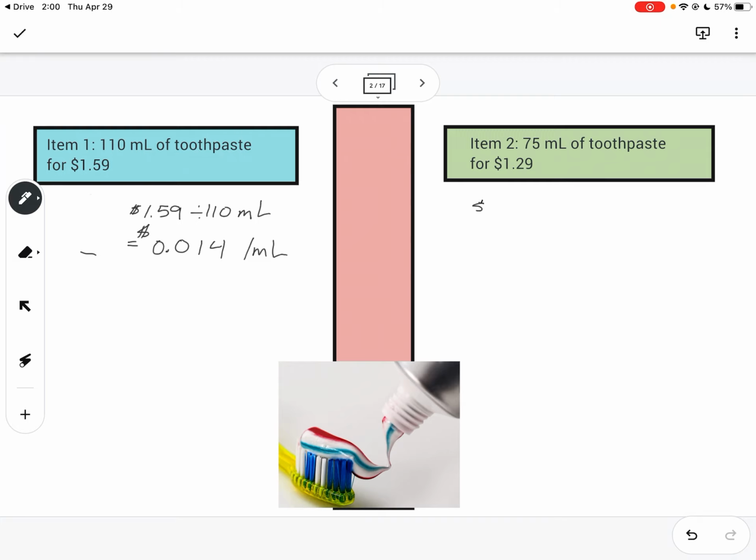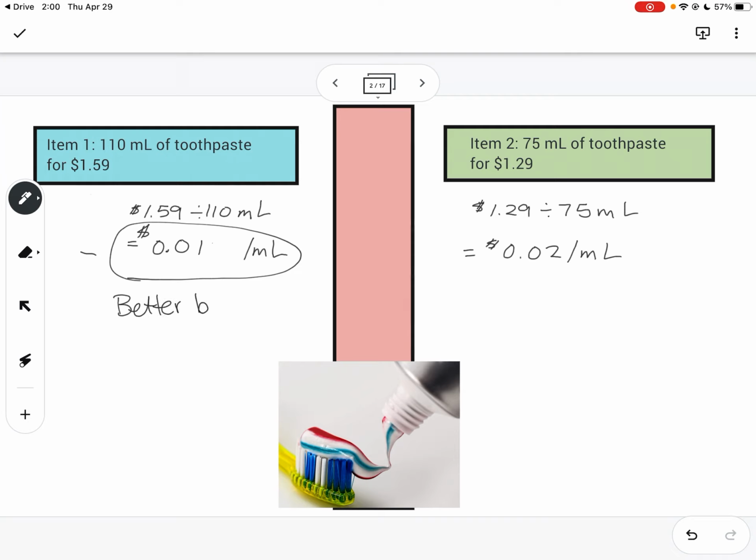Now let's see what I'm paying in the second example. So I've got $1.29 per 75 milliliters of toothpaste. How much am I paying for 1 milliliter? So here I've actually got 2 cents per milliliter. So I don't need that decimal here, so I can erase that. So item 1, I'm paying 1 cent per milliliter. Item 2, I'm paying 2 cents per milliliter. So that means that item 1 is going to be my better buy because it's less expensive.